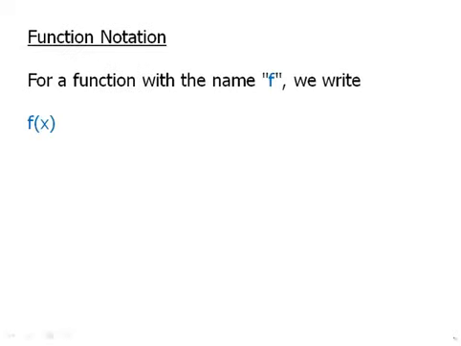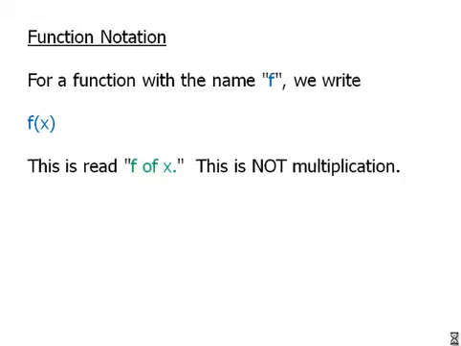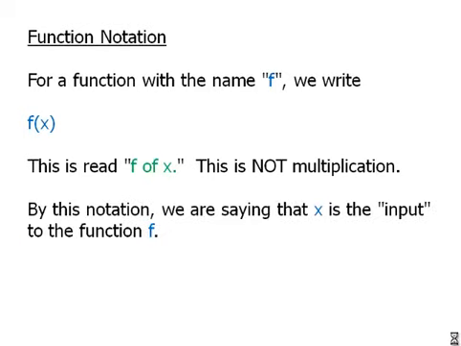So function notation, for a function with the name f, we write it this way. We write f and then we write the x in parentheses. This is read f of x. And this is not multiplication. We're not taking a number f and multiplying by the number x. f is technically what's called an operator. It is performing an operation on x. By this notation, we're saying that x is the input to the function f.